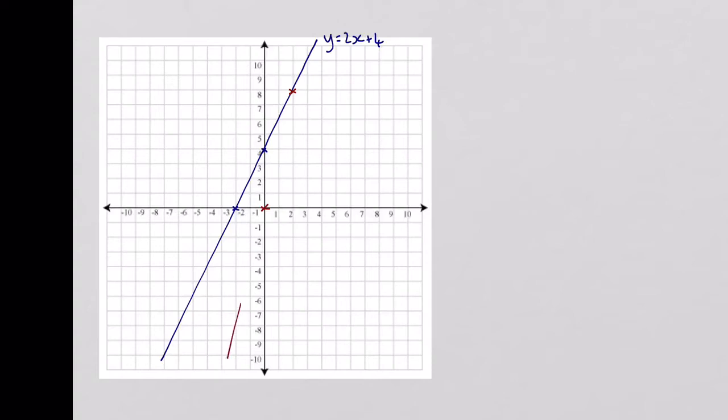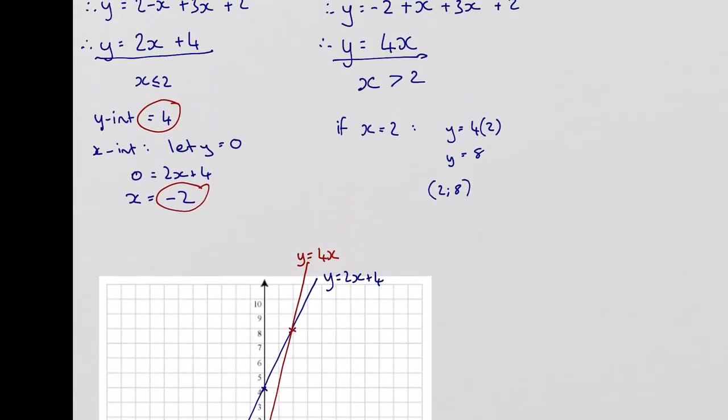Okay, so to sketch it would look like that. And obviously, like I said, you're doing these in pencil because you're going to erase part of it. So to see which part we erase, we go back and look at the restriction. Let's look at the restriction for the blue graph first.